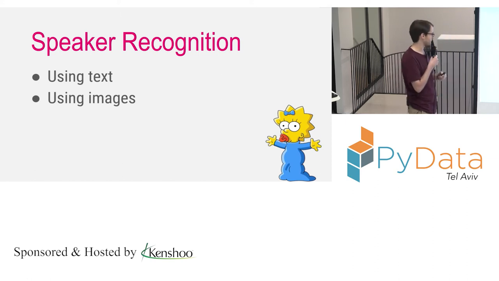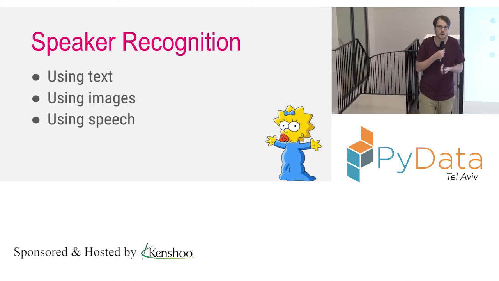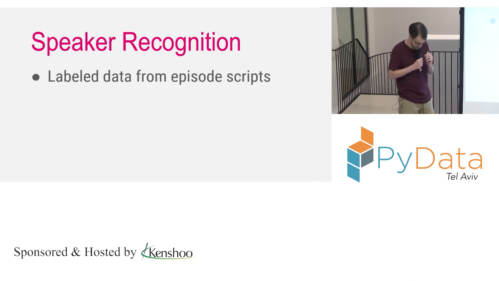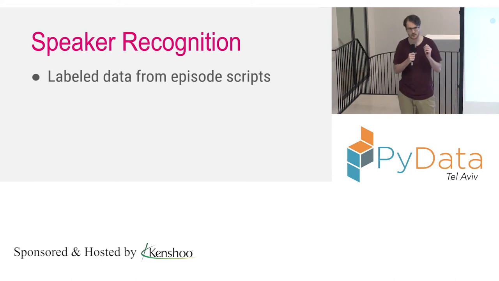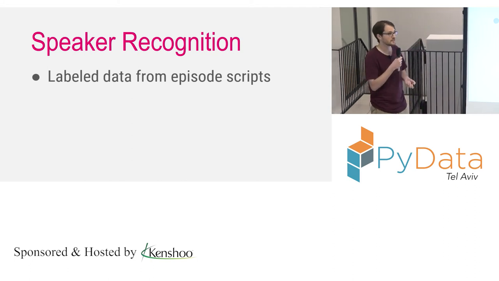The third approach is using the speech itself. Well, the characters have voices, so maybe we can identify the voice. So how can we do it? First of all, we need labeled data. If I have labeled data, I might be able to train some kind of machine learning algorithm to recognize the speaker.